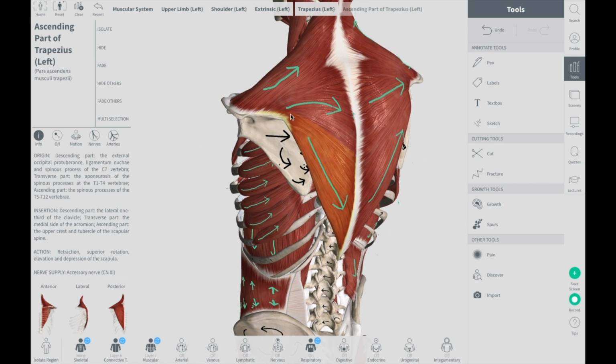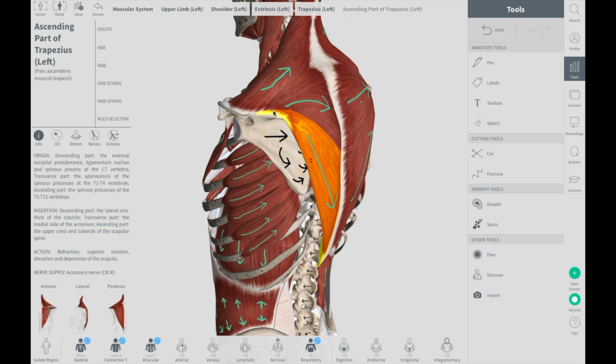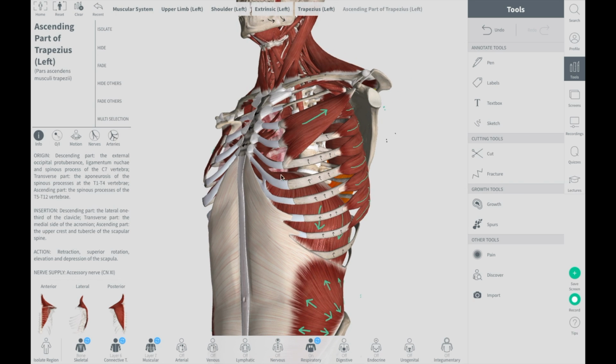Now, let's reposition this a little bit. Now, the scapular attachments of the left lower trap can further assist in its role of retracting the left scapula, getting out of the way of left rib external rotation and expansion upon inhalation.